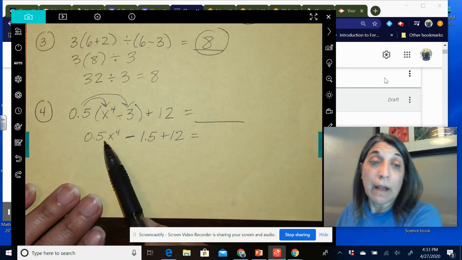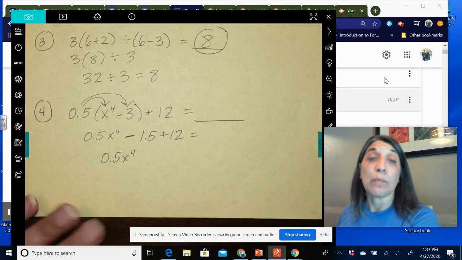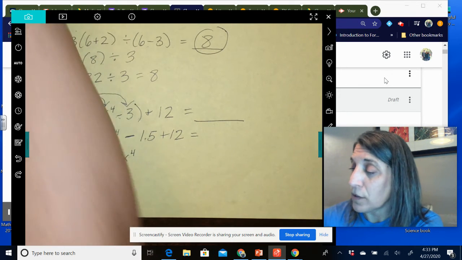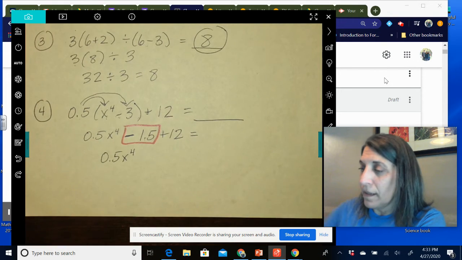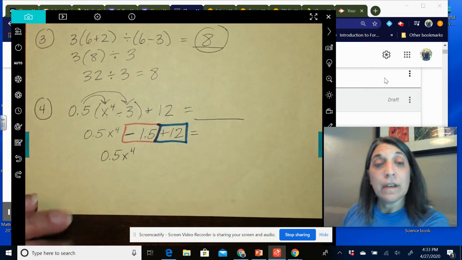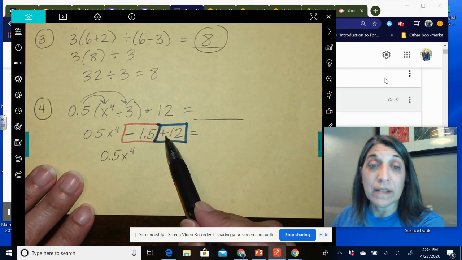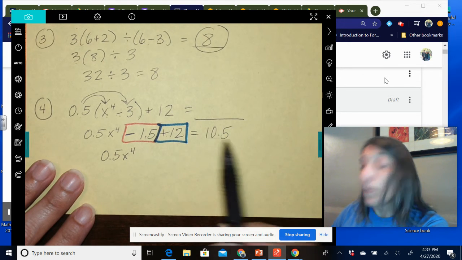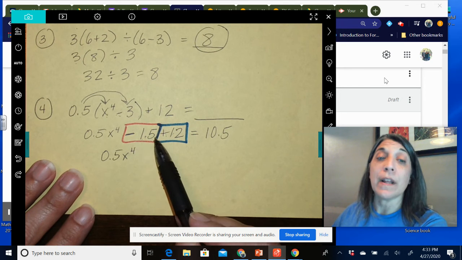This is as simple as it's going to get, right? So I'm going to go ahead and rewrite that 0.5 times x to the 4th, or 0.5 x to the 4th. But now I have a negative. I should use some colors, right? I have a negative 1.5 and a positive 12. So that means I need to find the difference, and my answer is going to be positive because the 12, the positive number, is larger, right? So my answer is going to be 10.5. Basically, I mean, I'm sorry, 10 and a half. If I have 12 and I take away one, I have 11. If I take away another half, I have 10.